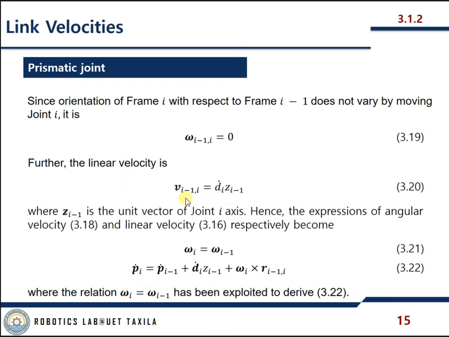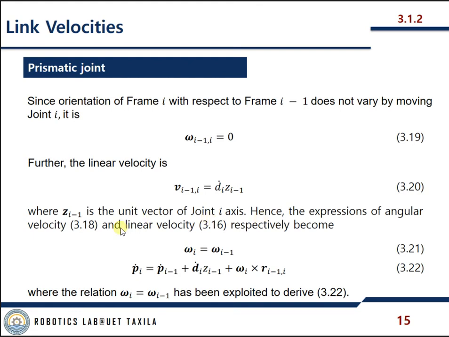And the linear velocity, okay, I'm sorry, there was a mistake. I have corrected the mistake. So the linear velocity, represented by I minus 1 comma I, is the velocity of frame I with respect to frame I minus 1, and it is being expressed in frame I minus 1, not in frame 0. This one is equal to the rate of change of the stroke in the case of a prismatic joint, and it is going to be d dot times z in z I minus 1, where z I minus 1 is the unit vector of the joint I axis.